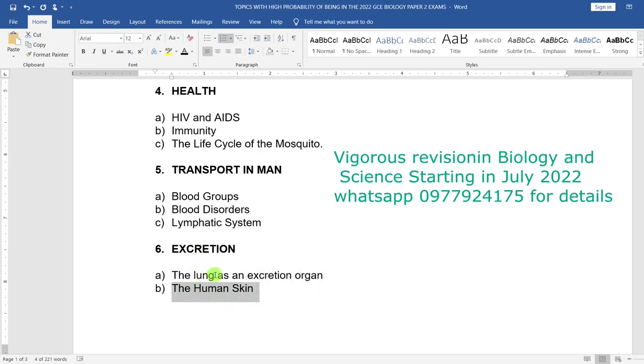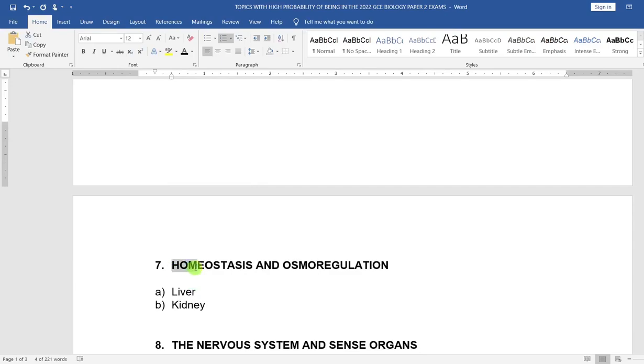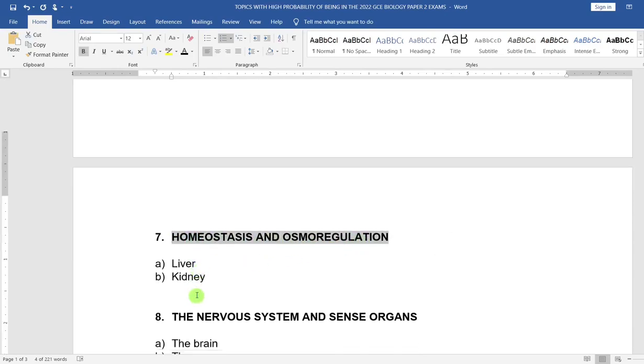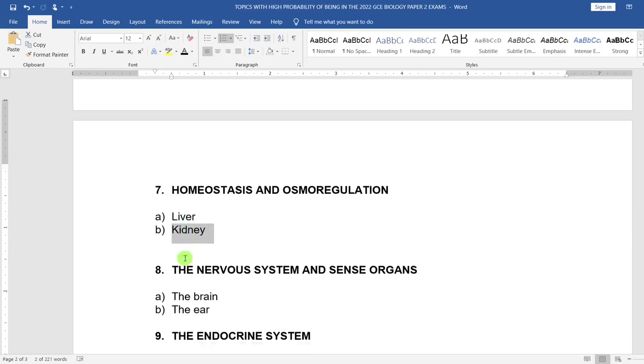Because these have not appeared in the previous exams in 2021, 2020, 2019, 2018, 2017. Then you need to move to homeostasis. Again, here under homeostasis, you need to look at homeostasis and osmoregulation. You need to look at the liver. The liver, how does it play the role of osmoregulation, maintaining the fluids and then the temperature of the body, substances in the body, how does it do that? The kidney and the liver as well, you need to study that.